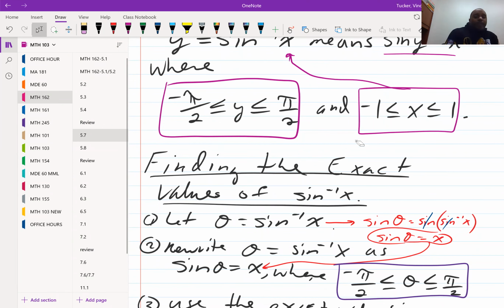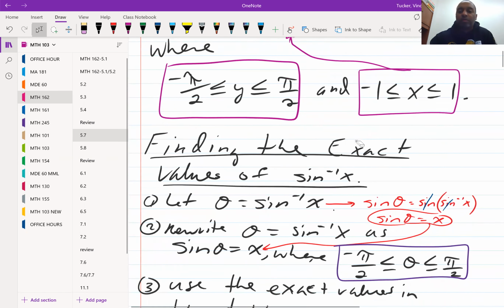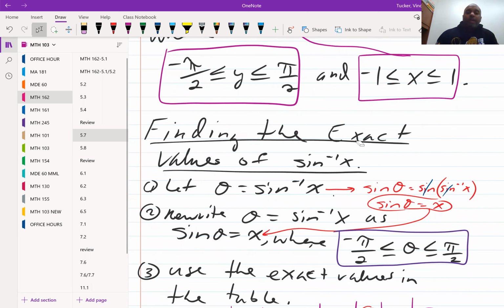All right, so find the exact values of sine inverse of x. First thing we're going to do is let theta be equal to sine inverse of x. And then going from step 1 to step 2, notice right here it says sine theta is equal to x.